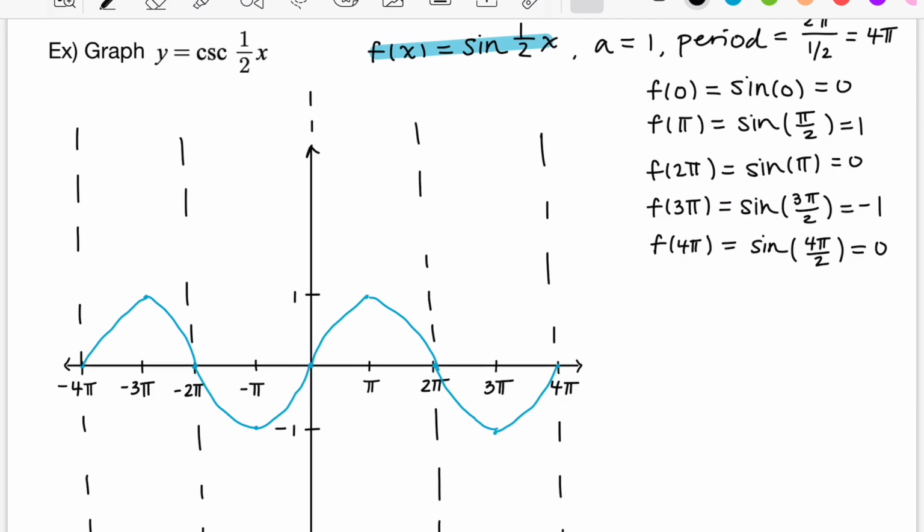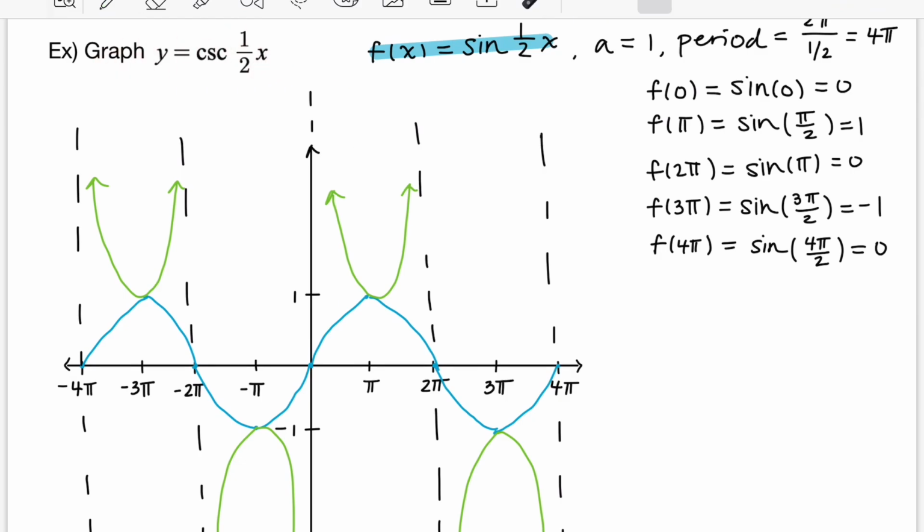Right. Now we'll draw our branches in between these asymptotes, keeping in mind the values of our guide function, our sine function here. At this point here at our amplitude, it's positive, so our graph's going to look like this here. At negative pi, our graph's going to look like this here. At positive pi, our graph's going to look like this. And lastly, at 3 pi, our graph's going to look like this here. So that would be the graph of this cosecant function here.